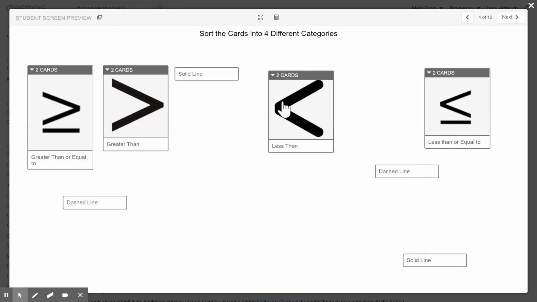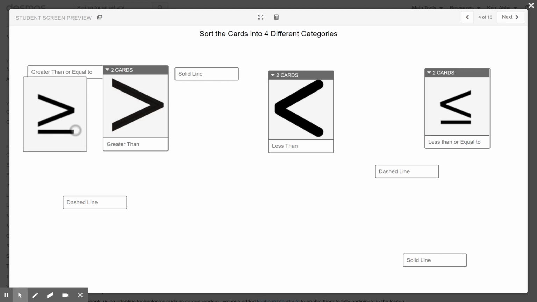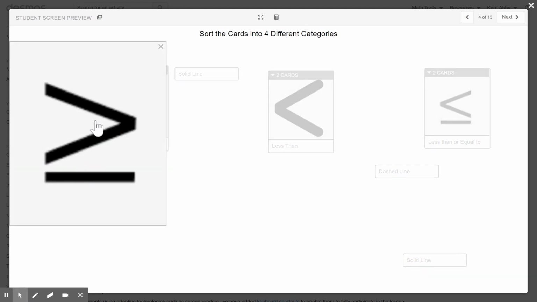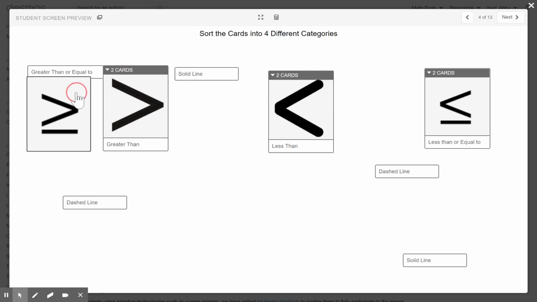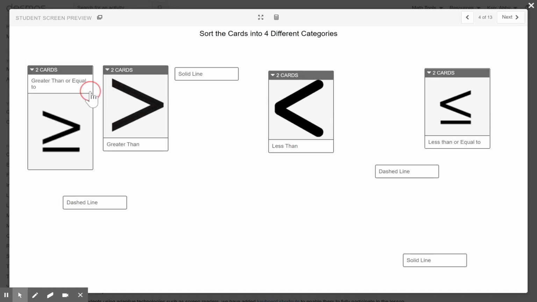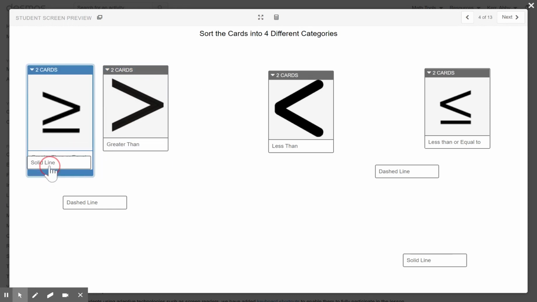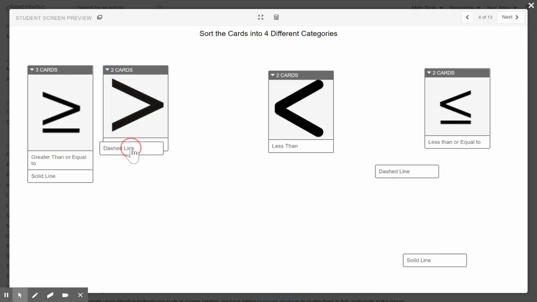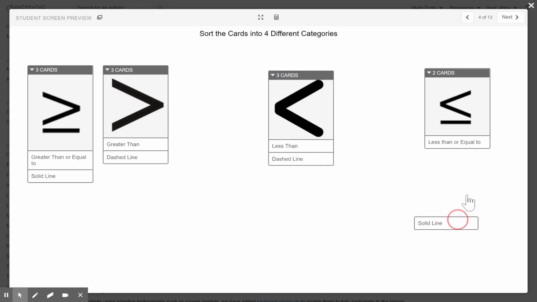Now the new part. The new part says, if you see a solid line underneath the inequality, then you know you're going to be graphing a solid line. So I'm going to put a solid line. If you do not see an equal sign, that's a dashed line. Then the less than is going to be a dash, and then the solid line, because I see a solid line.